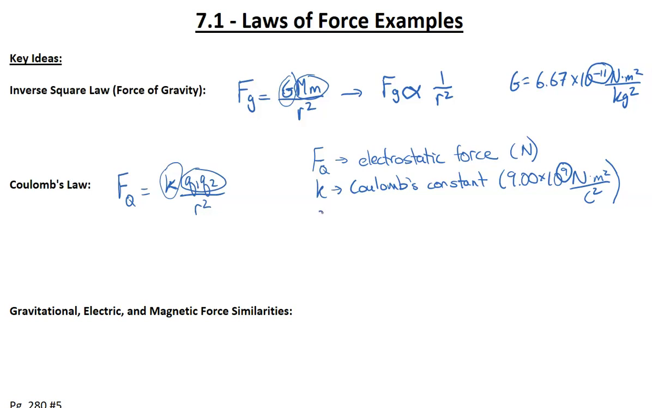The next values there are Q1 and Q2. And what they represent are the two charges in coulombs. We measure the charge in coulombs, so the electric charge on each object. And last but not least, we have r, which is the distance between their centers.